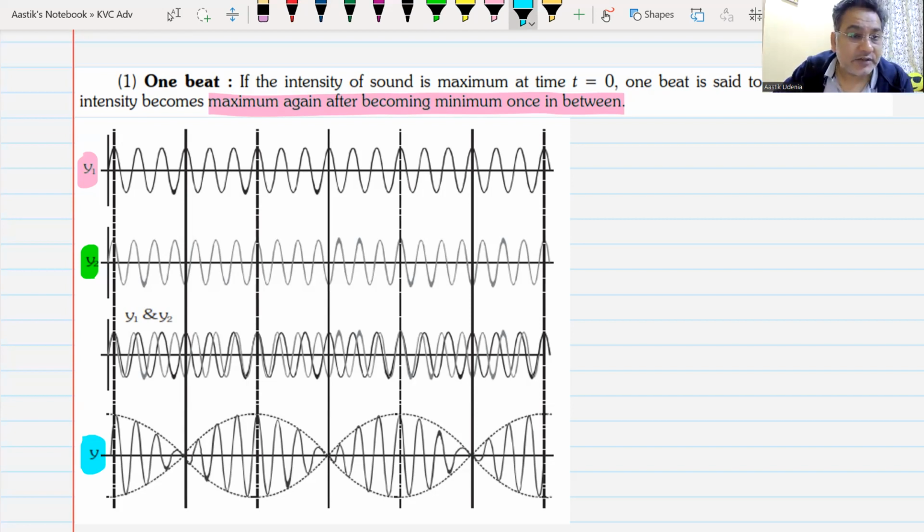The second term that we are going to hear in beats is beat period. What is beat period? It is very simple to understand. In waves we have time period. In a beat we have beat period. So what is beat period?